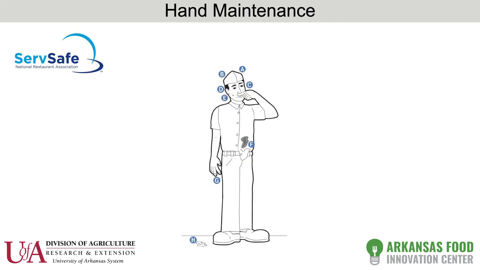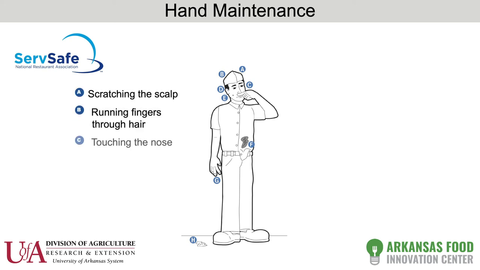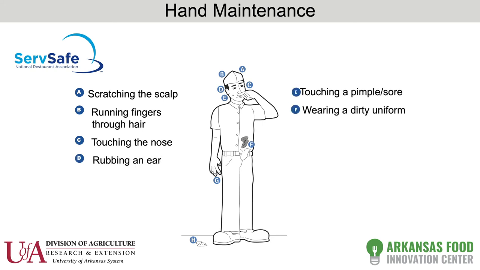When your hands touch other parts of your body, they can become contaminated with germs that can then be spread to food. Behaviors that should be avoided while handling food include scratching the scalp or running fingers through hair, touching the nose, rubbing an ear, touching a pimple or sore, touching your dirty uniform, coughing or sneezing into the hand, spitting. In addition, touching your glasses or hat should be avoided.